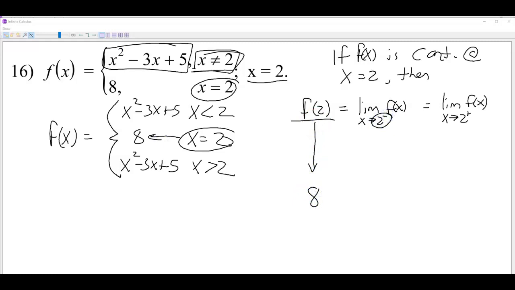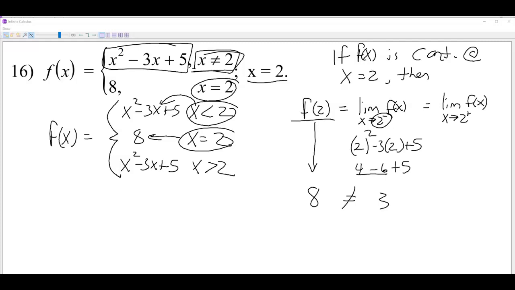Now, approaching 2 from the left means where x is less than 2. That would be this one, and therefore this piece on top. So we have x squared minus 3 times x plus 5, and we're plugging in the 2. So 4 minus 6 plus 5, so that's negative 2 plus 5, which is 3. So we've already got a problem. These are not equal. Okay? I'm going to keep going because it'll help me answer the question in a final sort of way.